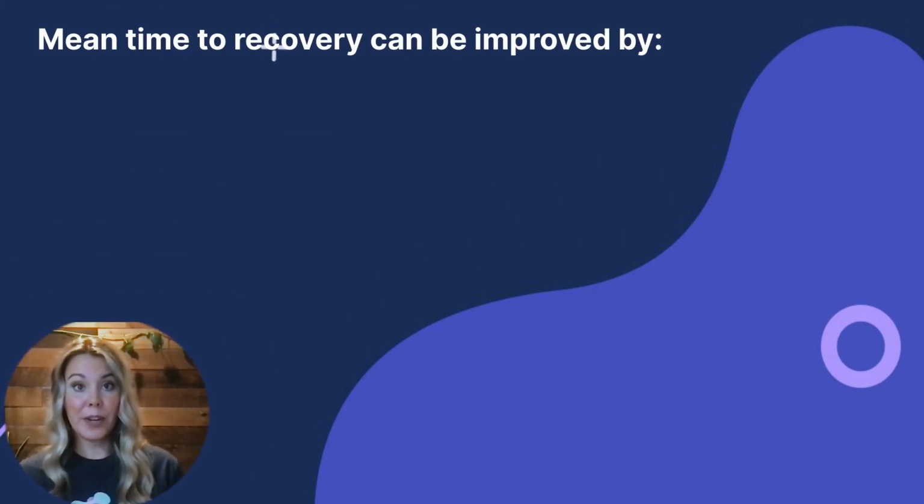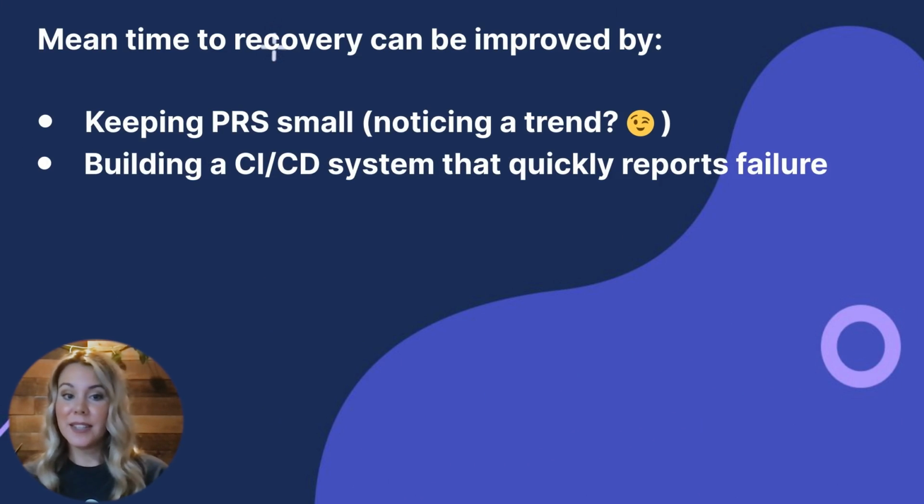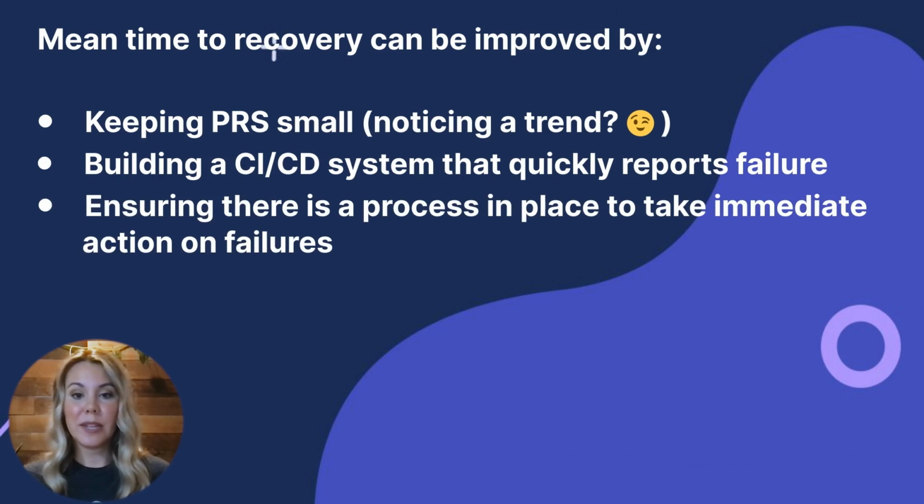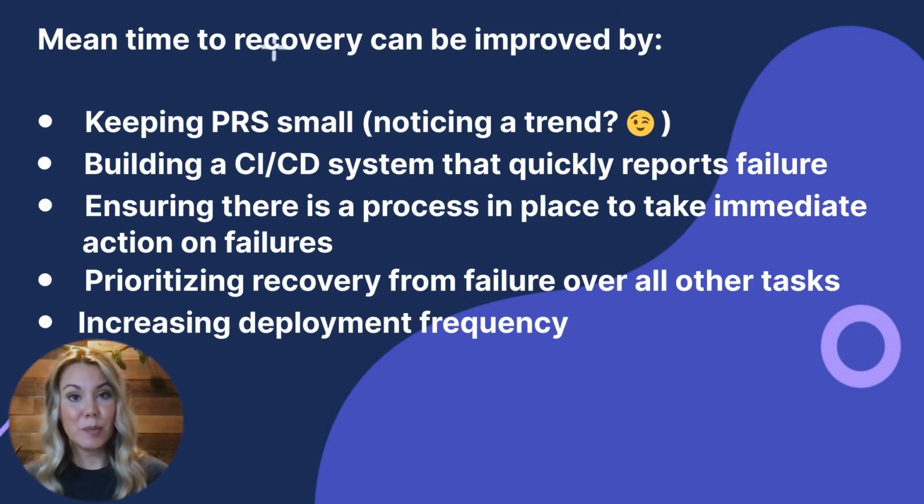Mean time to recovery can be improved by keeping PRs small, building a CI/CD system that quickly reports failure, ensuring there's a process in place to take immediate action on failures, prioritizing recovery from failure over all other tasks, and increasing deployment frequency. Increasing deployment frequency to improve mean time to recovery may sound counterintuitive, but actually, the more you change in production with smaller changes, the better you understand each of those changes.